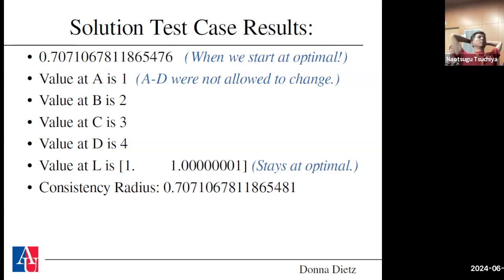Okay, so A, B, C, D, we're not allowed to change. Those were the Y values that we said originally were in our model. Remember the X was like 0, 1.5, 3 or something like that. The X values couldn't change, the Y values couldn't change. And you see that this actually stayed optimized, which is what we wanted.